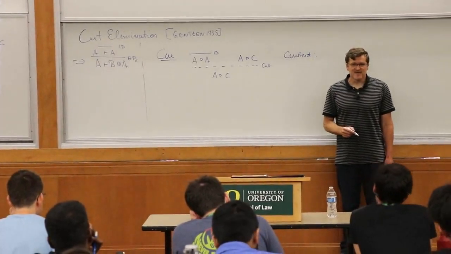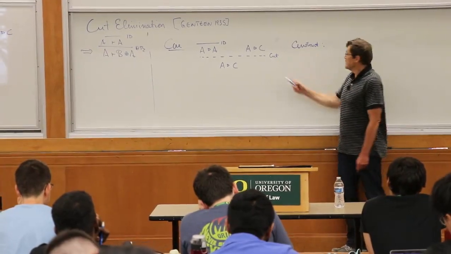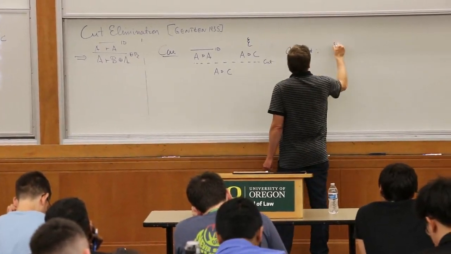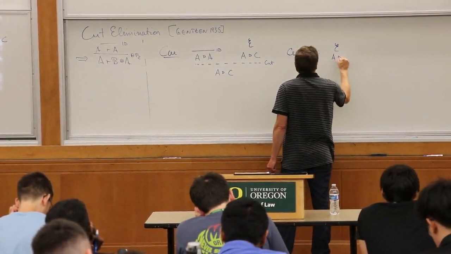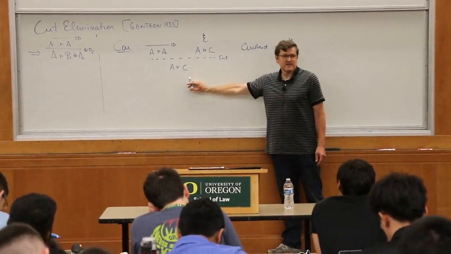Well, I don't have to do a lot of construction. I have it here, right? If I'm given that one, I don't know what to call this. Let's call this E. We just take, okay, and that's a proof of A entails C.